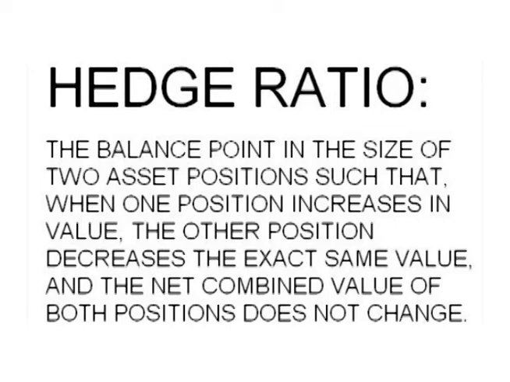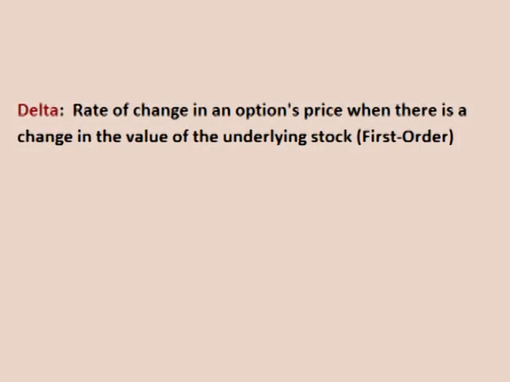Delta is the hedge ratio. A single option contract locks in a buy or sell price for 100 shares of stock. A delta of 0.5 means that 50 shares of stock can be hedged with a single option contract. The delta tells us how much the option will change in value when the price of the underlying stock changes.